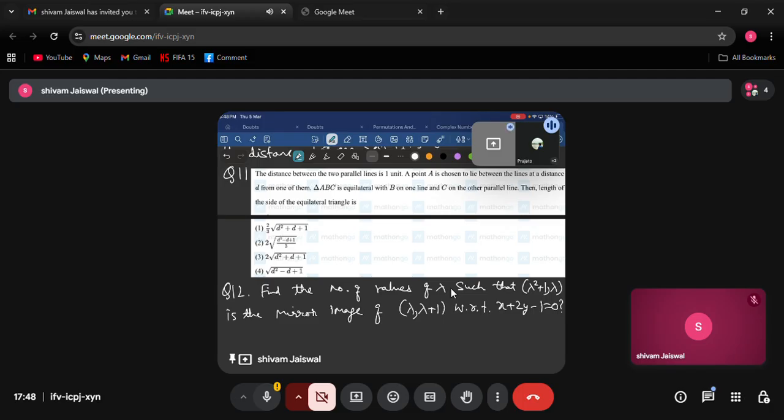So starting with number 11, given that the distance between the two parallel lines is 1 unit, point A is given to lie between the lines at a distance d from one of them. Triangle ABC is constructed with B on one line and C on the other. The length of the side of the equilateral triangle is to be found.